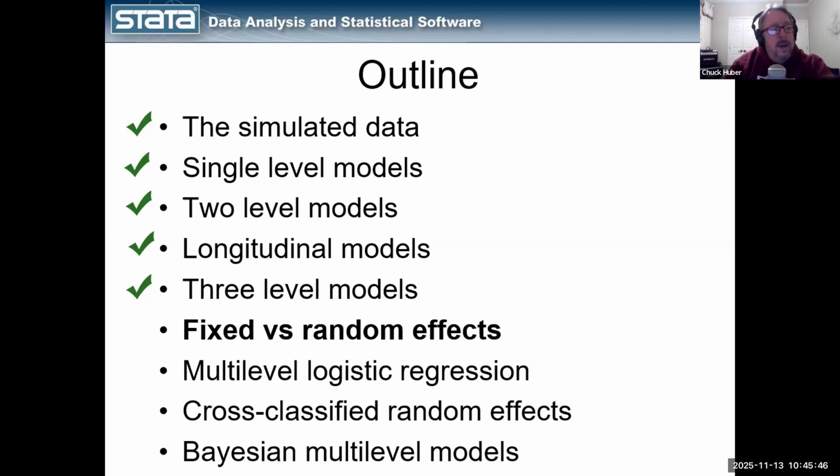Anyway, so we are right at 10:45, and so I think I'll actually stop here and take any questions. And if we don't have any questions, I'll jump back in and talk about fixed versus random. But I want to leave plenty of time for questions. So let me stop sharing. Are there any questions at this point?